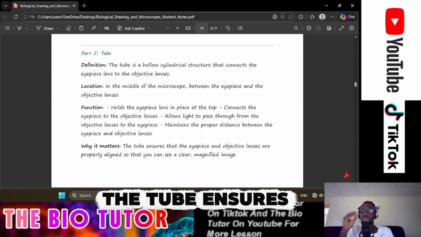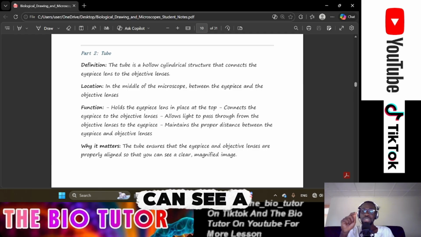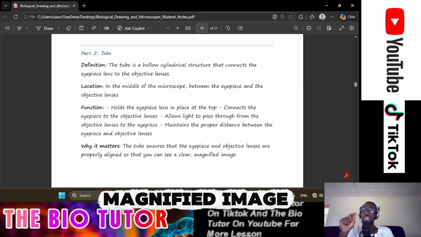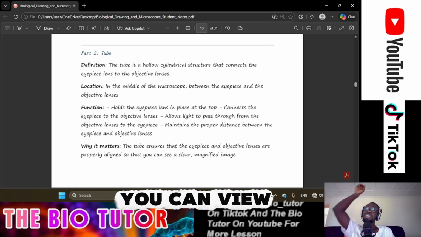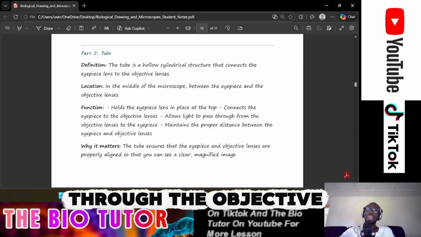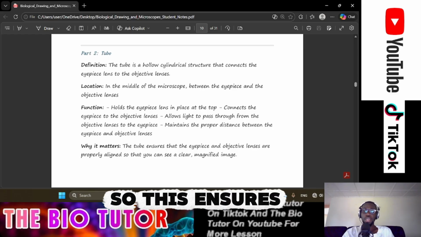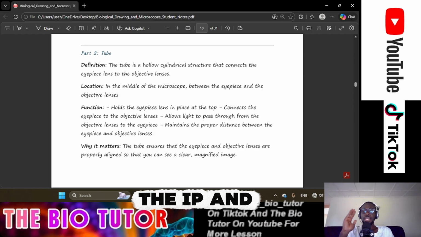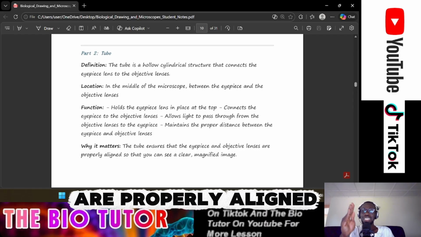The tube ensures that the eyepiece and the objective lens are properly aligned so that you can see a clear magnified image. So when you look through the eyepiece lens, you can view directly through the tube, through the objective lens, and then to the stage where you are viewing the specimen. So this ensures that the eyepiece and the objective lenses are properly aligned.